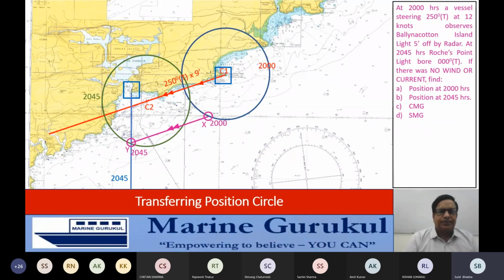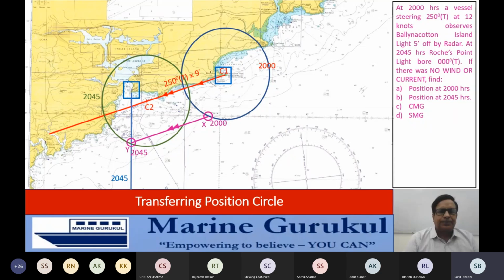Now see beta, this C1, C2 that we have found is our CTS vector and also our course made good, distance made good vector, because there is no wind and current, right? Right, sir. So that means in 45 minutes, 2000 to 2045, you can cover only this much distance, that is C1, C2. Yeah, so that I understood.